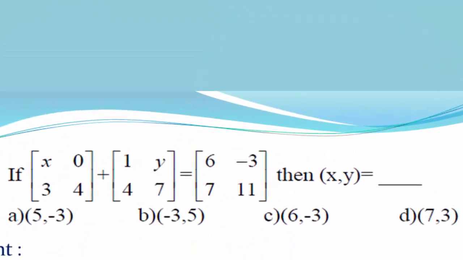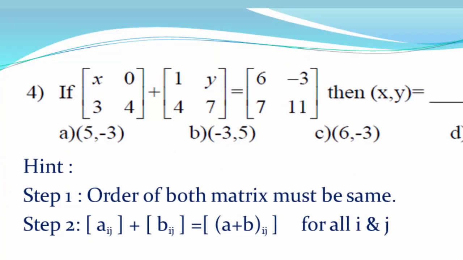Question number 4. If matrix x, 0, 3, 4 of order 2 by 2 plus matrix 1, y, 4, 7 of order 2 by 2 is equal to matrix 6, minus 3, 7, 11 of order 2 by 2, then x comma y is. Here, students, this is the concept of addition of matrices and equality of matrices. So, stepwise, the order of all the matrices used should be the same. Therefore, the matrices here used all have the order 2 by 2.